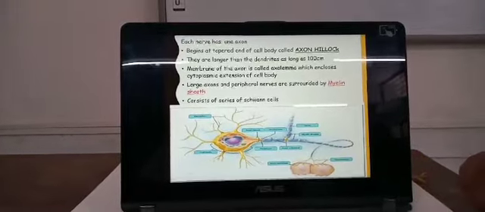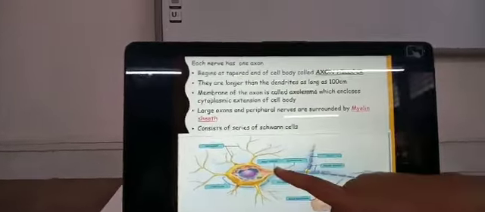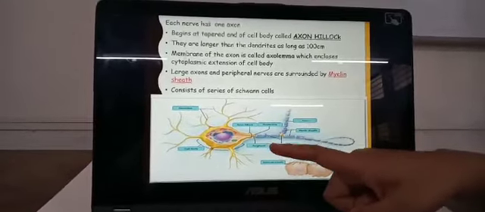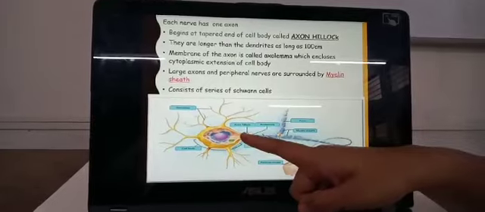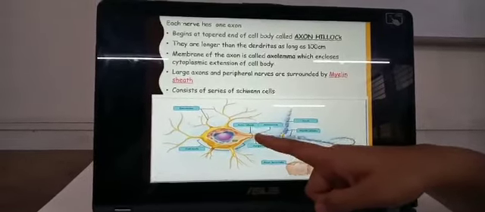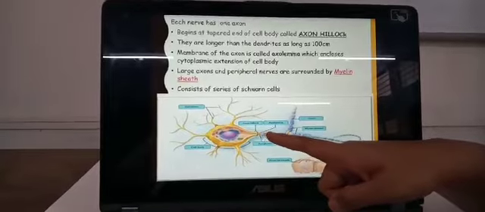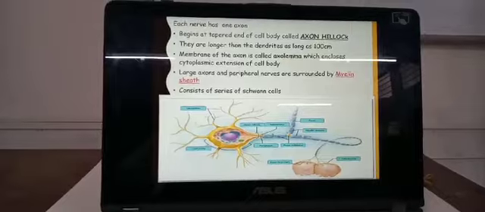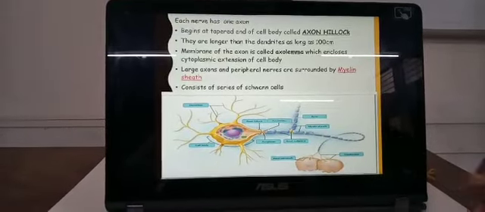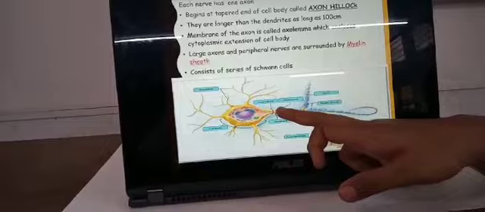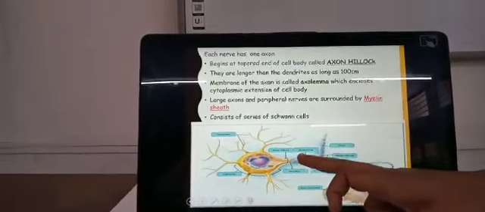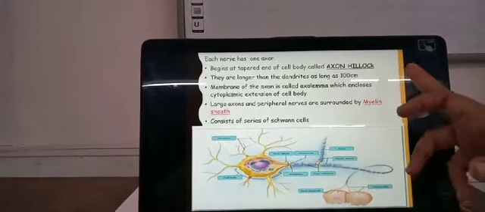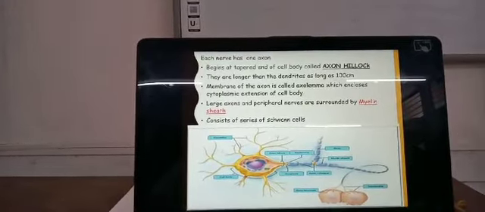Next, each nerve has one axon, which is more like the neck of the entire nerve. It begins at the tapered end of the cell body. So you see it tapering from the cell body, and this joint area is called the axon hillock. Hillock means a small mountain, a small hill is called a hillock, the tiny one. More like that, there is an arrow in here and that's why it's called the axon hillock. The axon can be as long as 100 centimeters.